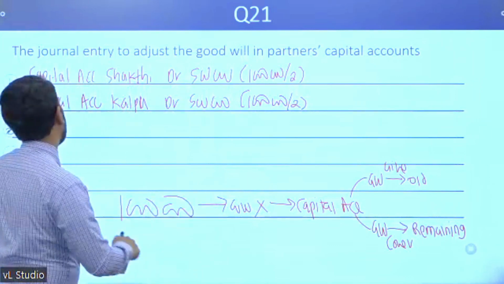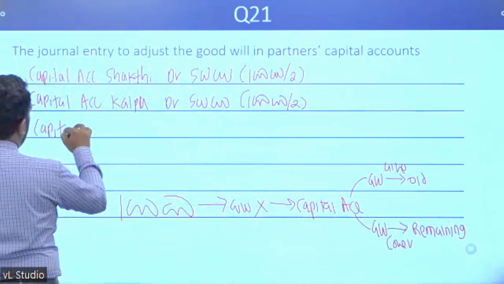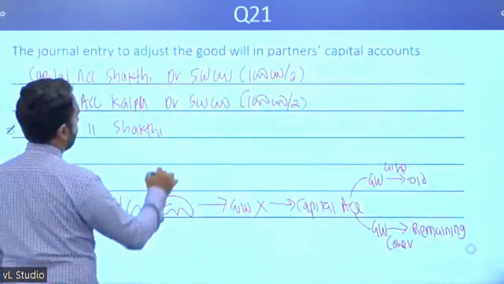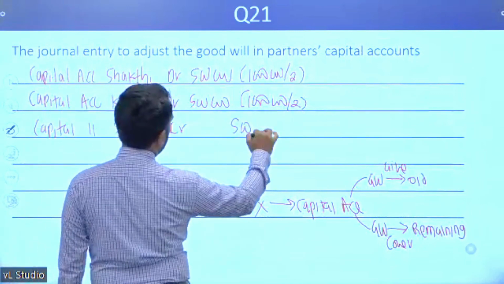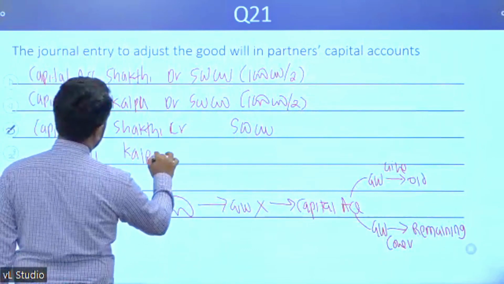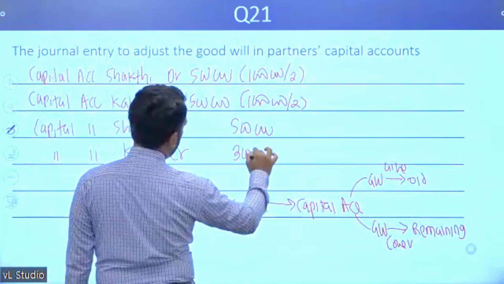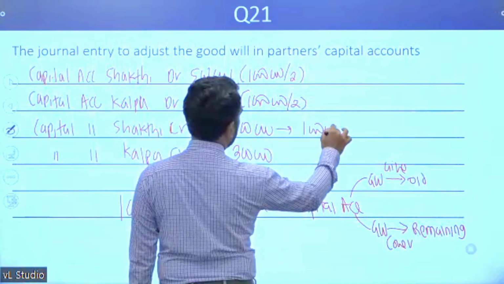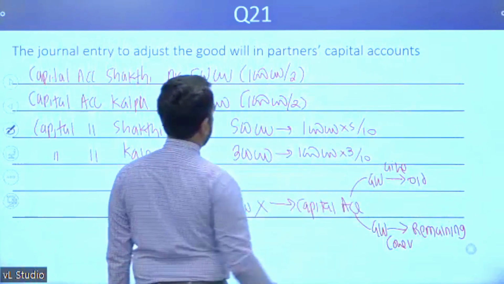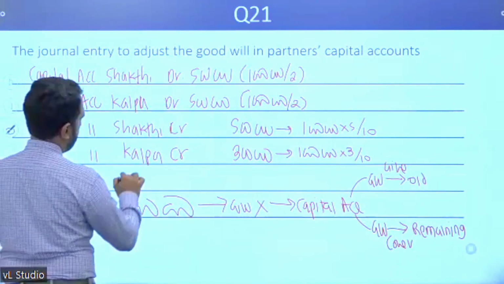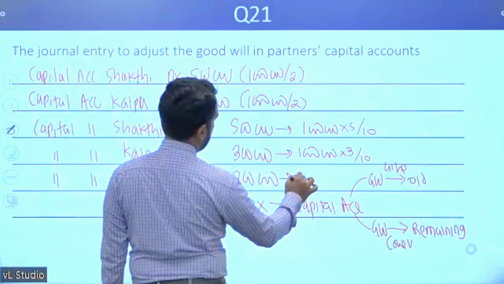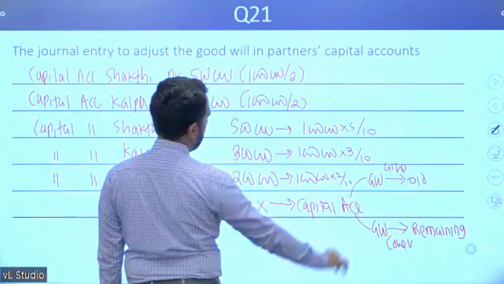And you need to allocate that to the old partners, which include all three once again. The capital account of Shakti, whose old profit sharing ratio was 5 to 3 to 2, is credited 500,000. Capital account of Kalpa is credited 300,000. How do you arrive at this figure? 1 million multiplied by 5 divided by 10, and here 1 million multiplied by 3 divided by 10. And finally, capital account of Pavan is credited 200,000, that is 1 million multiplied by 2 divided by 10.